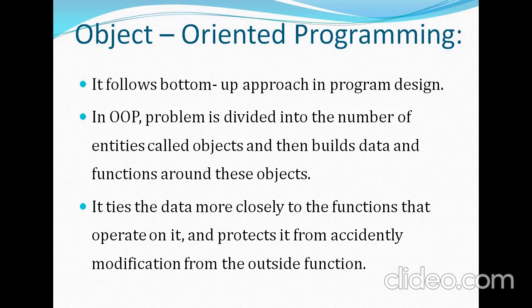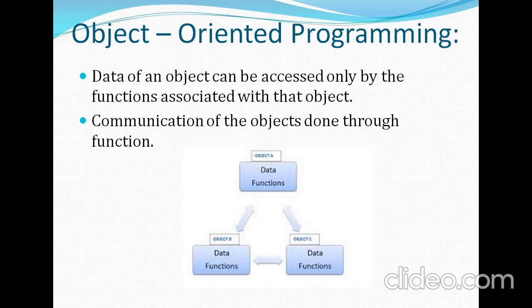It ties the data more closely to the functions that operate on it, and protects it from accidental modification by outside functions. This is the example for that. In object A, we have data and functions together, where data and functions are stored at the same place. This is object A and this is object B, data and functions together. And in object C, data and functions are together.